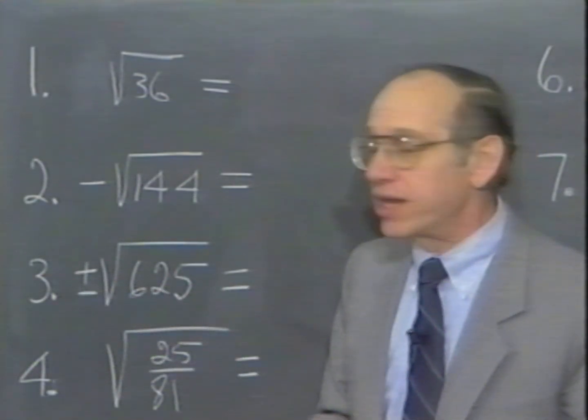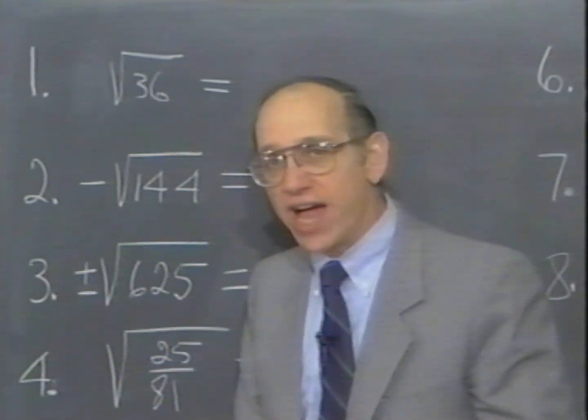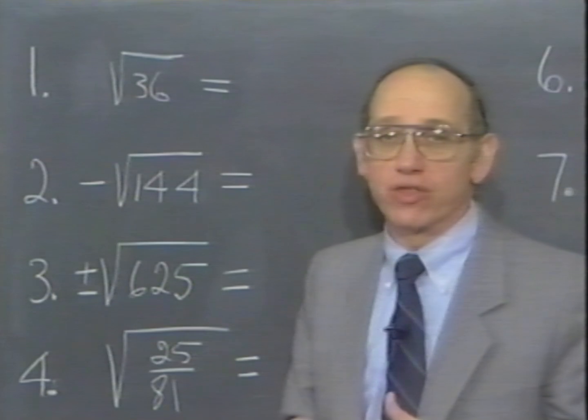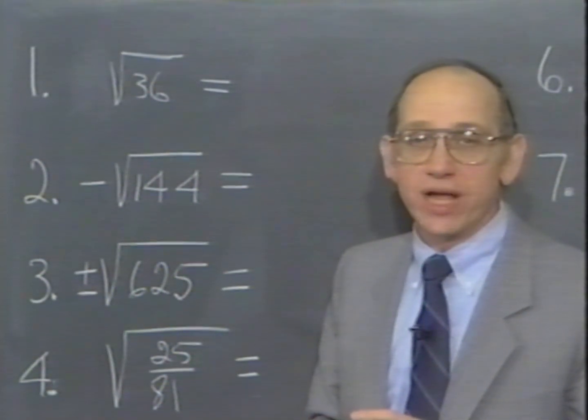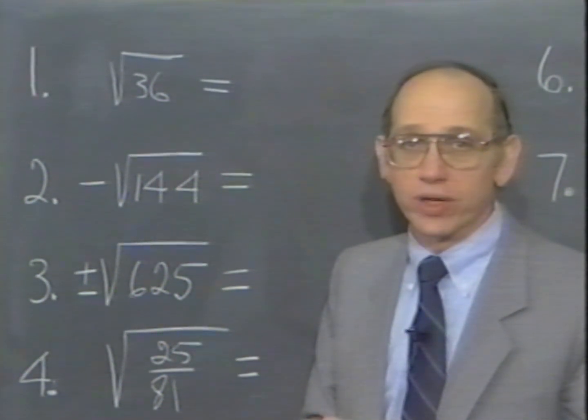Do you understand that? We can take 36 and factor it in many ways. We could factor it as 3 times 12, but those are not equal factors. Or we could make it 4 times 9, but those are not equal factors.